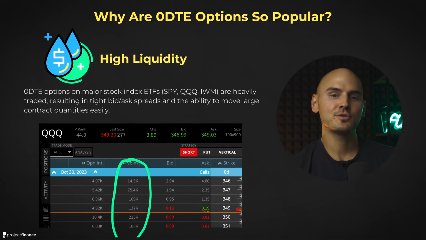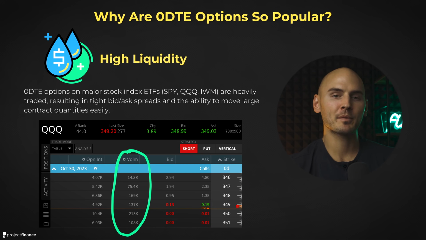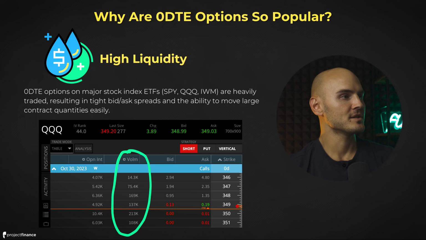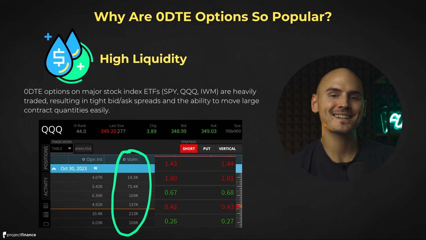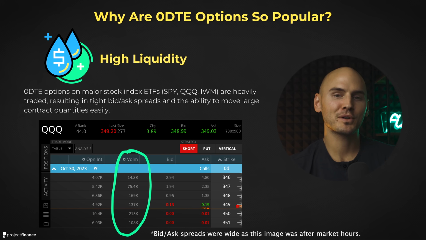and it's also why they can see a vaporization of their prices when the price moves against them. Due to zero DTE options being so popular, they have extremely high liquidity, which means they are very heavily traded. This means that they will have very tight bid-ask spreads, and you'll have the ability to trade large contract quantities if you are a trader with a larger account.